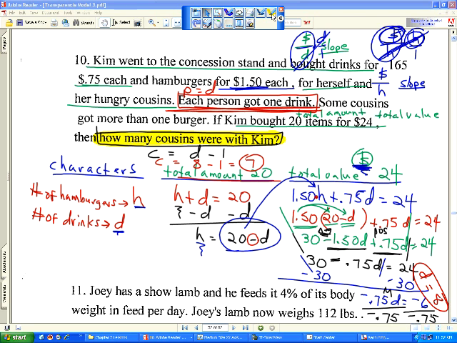Any questions on number 10? So actually, there's 8 total cousins, sisters, and Kim. Any questions there? All right, number 11.